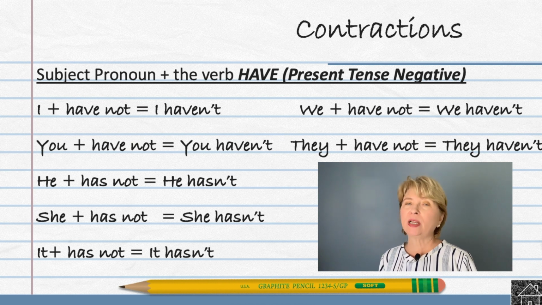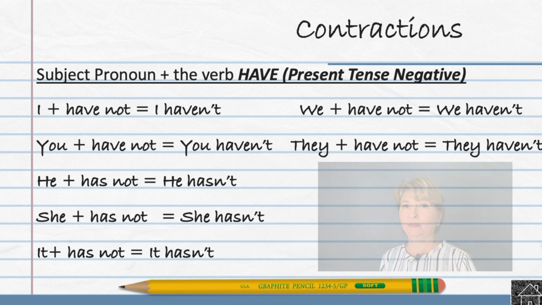We don't contract the subject pronouns with have in the negative. So it becomes I haven't for I have not. You haven't for you have not. He, she, or it hasn't for he, she, or it has not. We haven't for we have not. And they haven't for they have not.